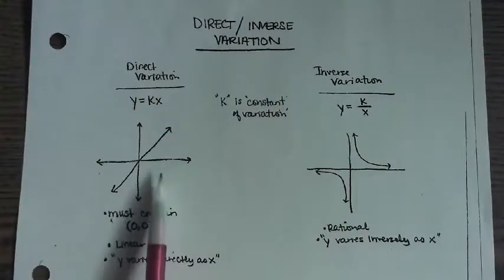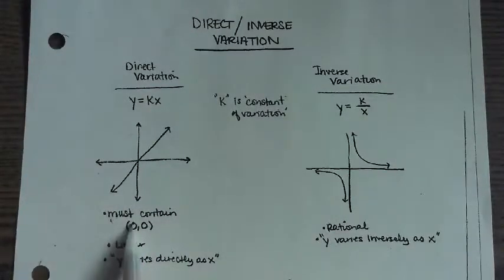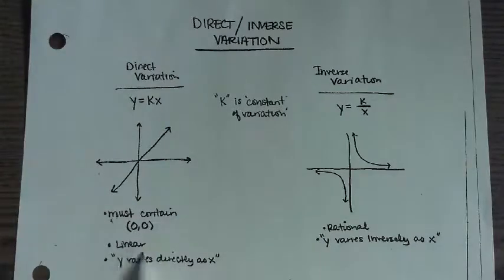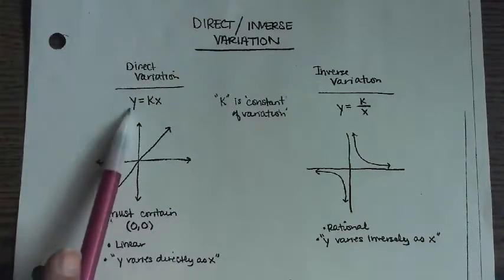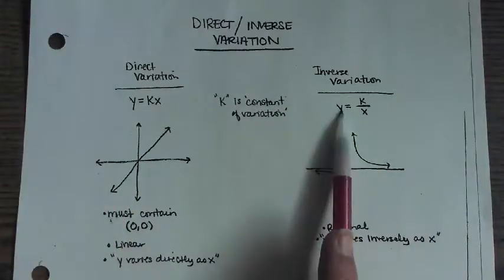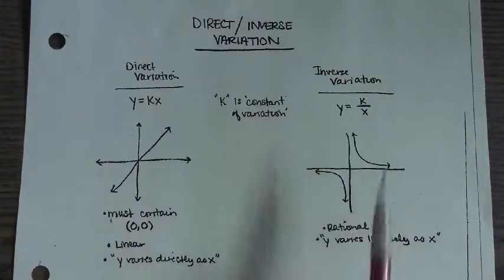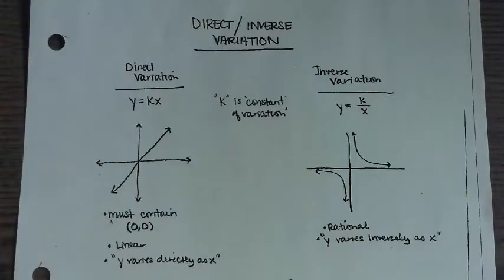The one thing about direct variation is that it has to go through the origin. So if one variable is 0, the other one has to be 0. I already said it's linear, and the way this would be phrased is that y varies directly as x. So y varies directly as x means y equals kx, and this one is y varies inversely as x, phrased in that manner. So it'll be pretty obvious what each word problem is.